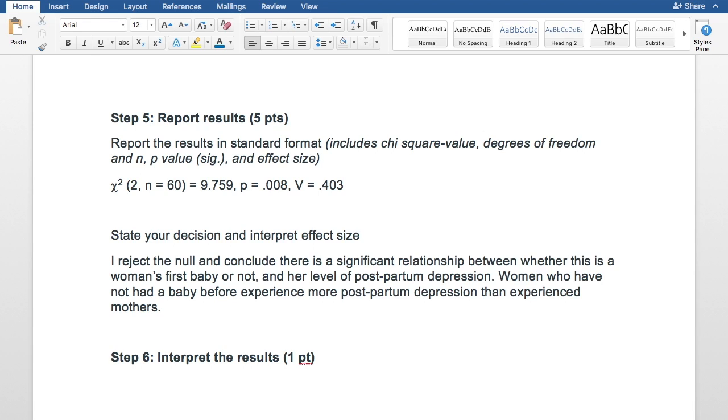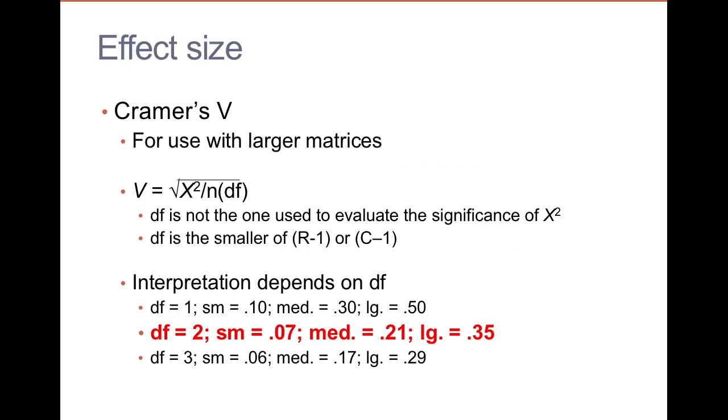Now, if you'll think back to lecture in class, when you interpret Cramer's V, the guidelines that we use to decide whether it's small, medium, or large vary depending on your degrees of freedom. So let's go into the slides and have a look at the guidelines that we use, keeping in mind that the Cramer's V that we obtained was 0.403. So here's a slide from class, and I have gone through and selected the line that says degrees of freedom 2 because we had degrees of freedom 2 in this case.